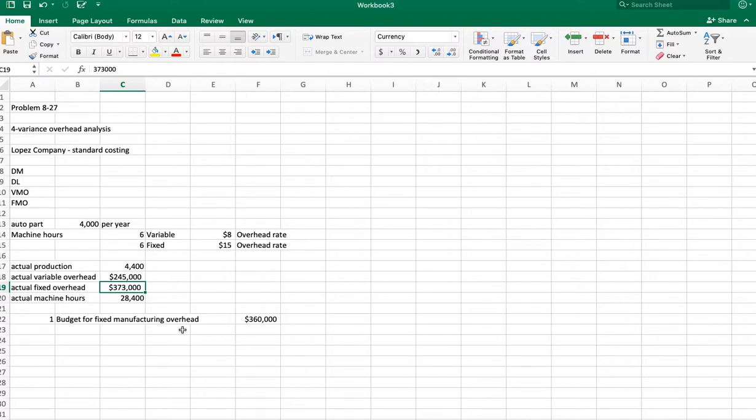But we're going to break that down and learn a little bit more about that number. So on the 4-variance analysis, we have our variable manufacturing overhead, and this should look exactly like what you have in your book, so you can look at a few other examples. We have fixed manufacturing overhead.